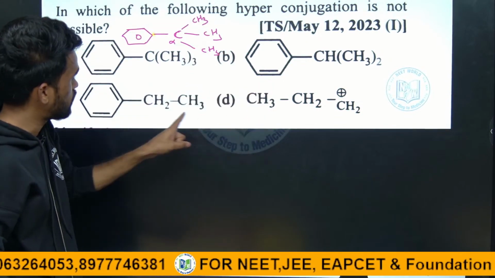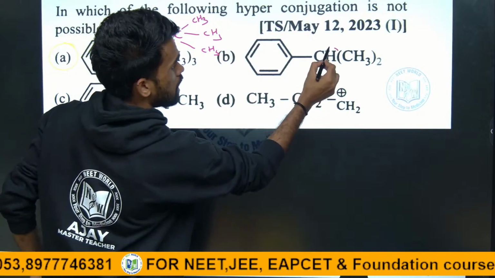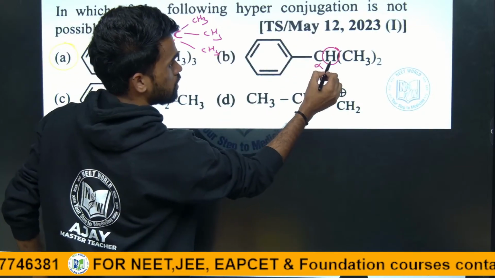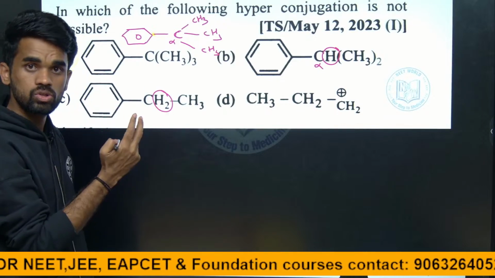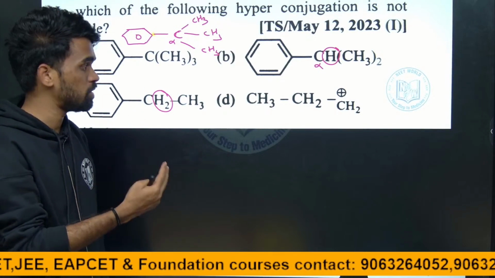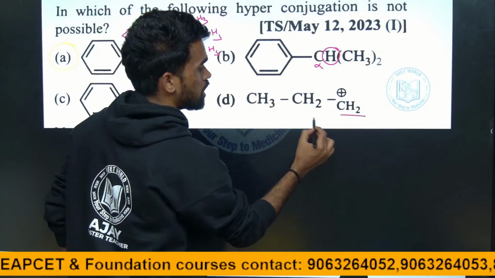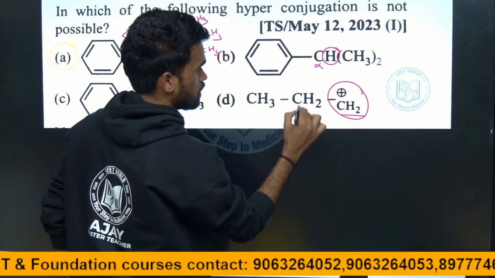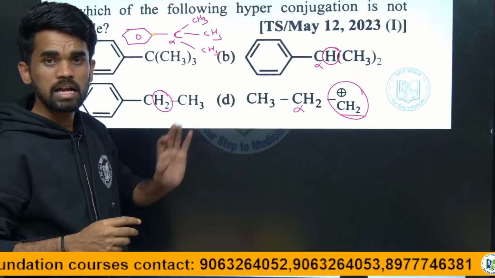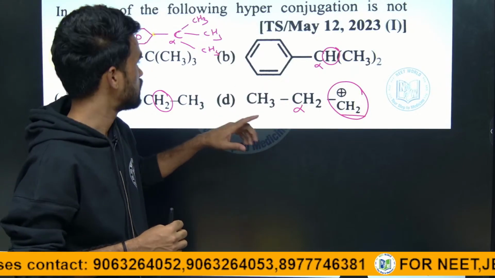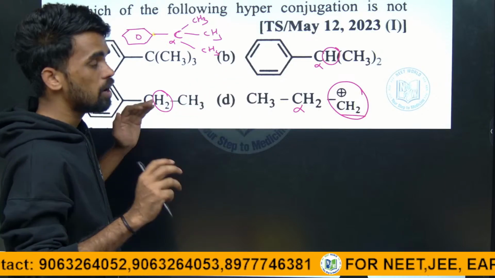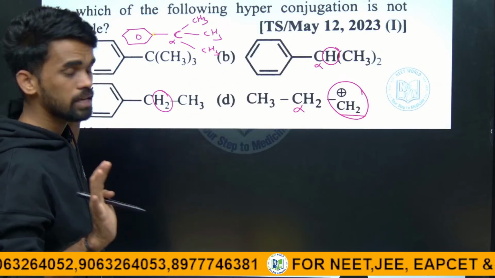But you can check the other options. There is one alpha hydrogen if this is the alpha carbon. See, there are 2 alpha hydrogens, so 2 hyperconjugative forms can be obtained. And for this carbocation, this is the alpha carbon, and here also we can write 2 hyperconjugations for this particular structure. So B, C, D hyperconjugation is possible, but not in A. I hope it is clear.